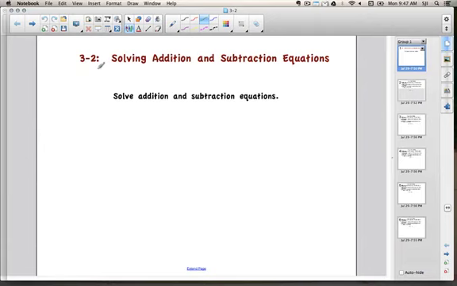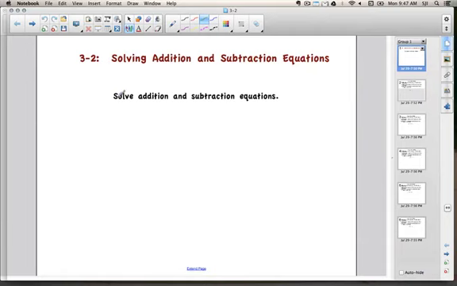Lesson 3-2, Solving Addition and Subtraction Equations. By the end of this lesson, you're going to be able to solve addition and subtraction equations. I'm going to show you one way to solve addition and subtraction equations. It's one of the ways that I found to be more successful with students.